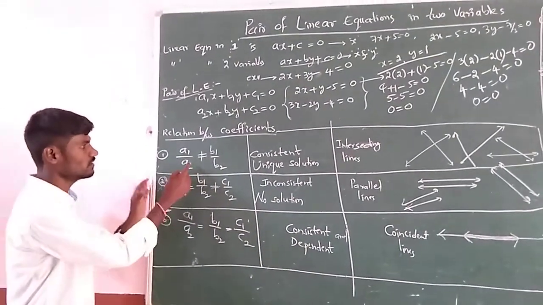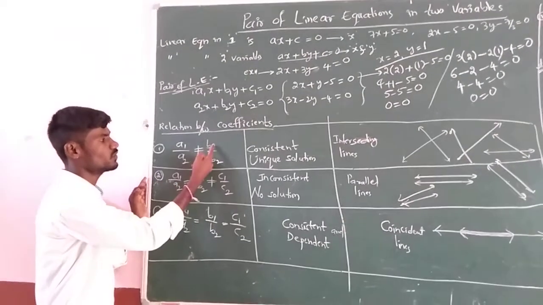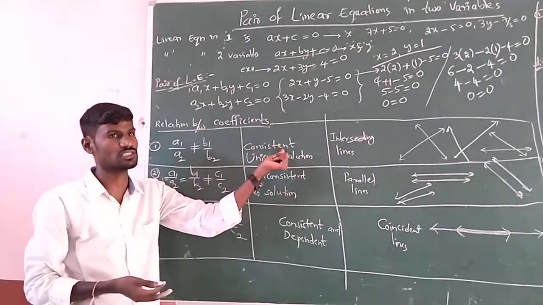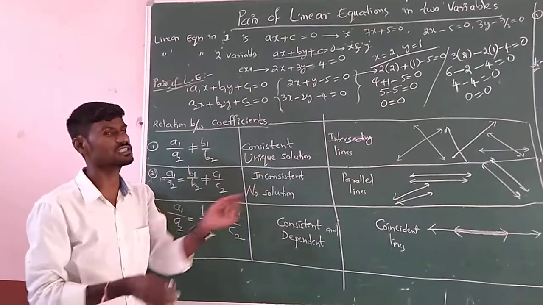Have you understood? First, here, the x coefficient ratio and y coefficient ratio are not equal. That's why a solution exists, and they are said to be consistent. If those ratios are equal, it is inconsistent, no solution.